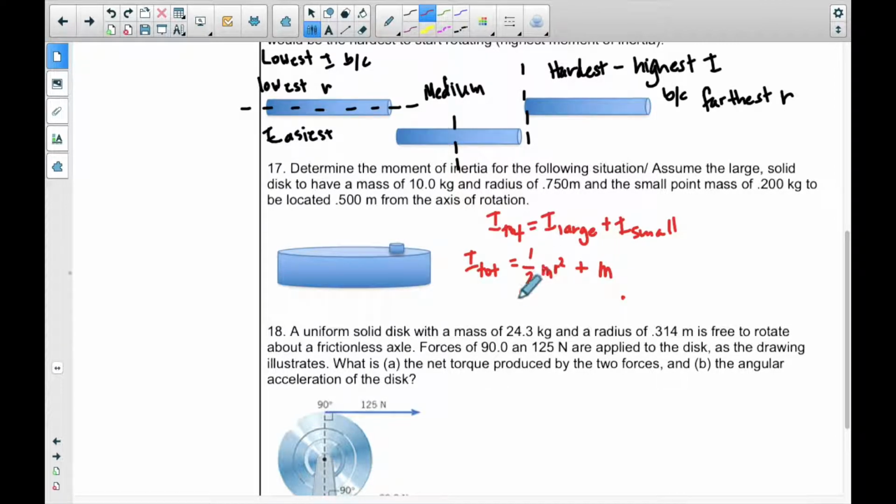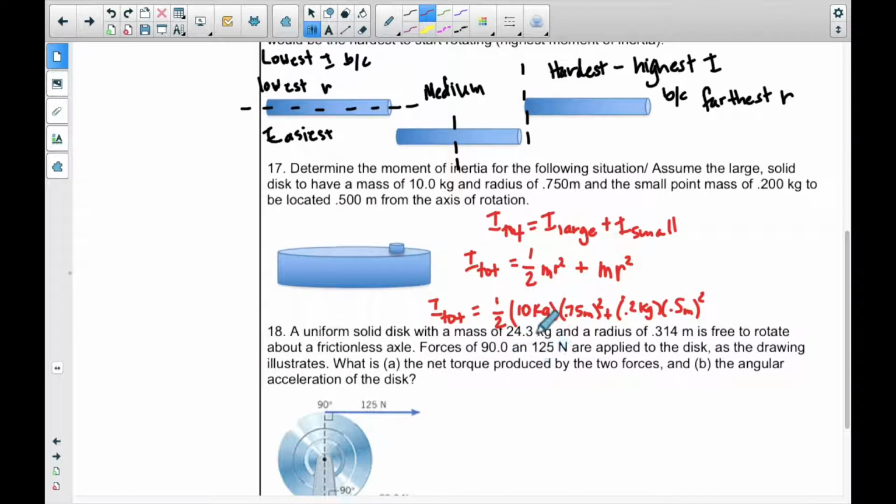So the large one is a disk, and it has a formula of 1/2 mr squared. And the small one, because it's going to be creating a cylinder, has an equation of mr squared without a fraction, because it's just a cylinder, a hoop, basically. So now we just have to plug in our numbers and work this out. I'm just going to take a minute to plug my numbers in here and work this out.